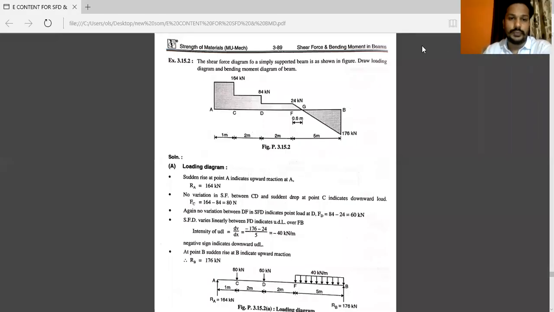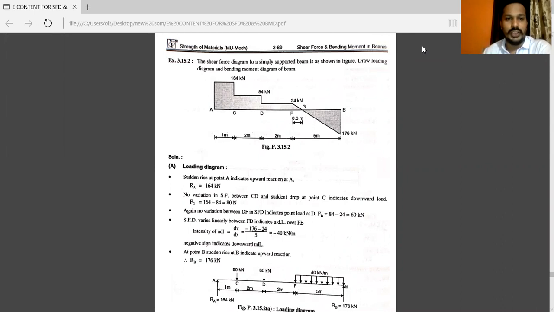Hello friends, in the previous video we have seen the problem on internal hinge. Now in this video we will see how to draw the loading diagram if the shear force diagram is given to you.